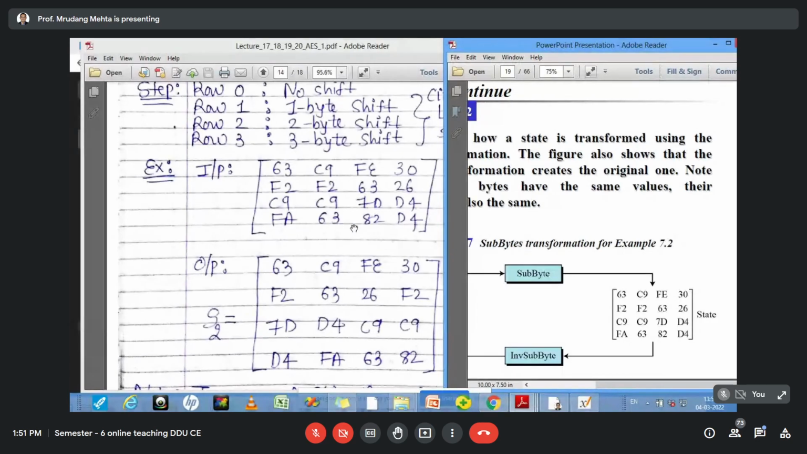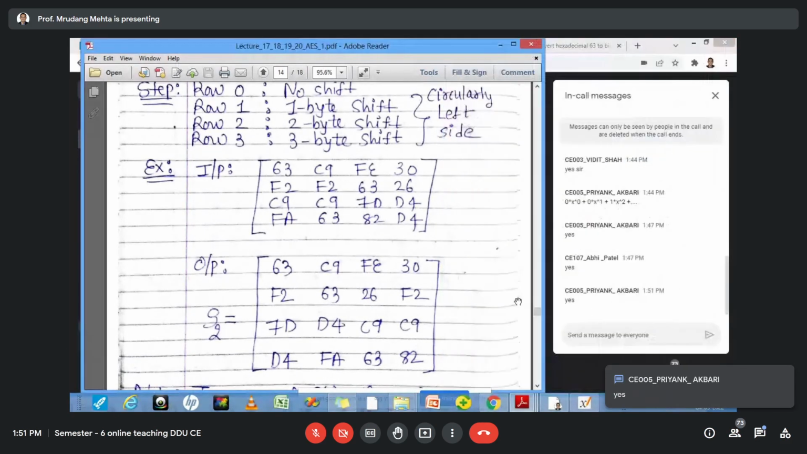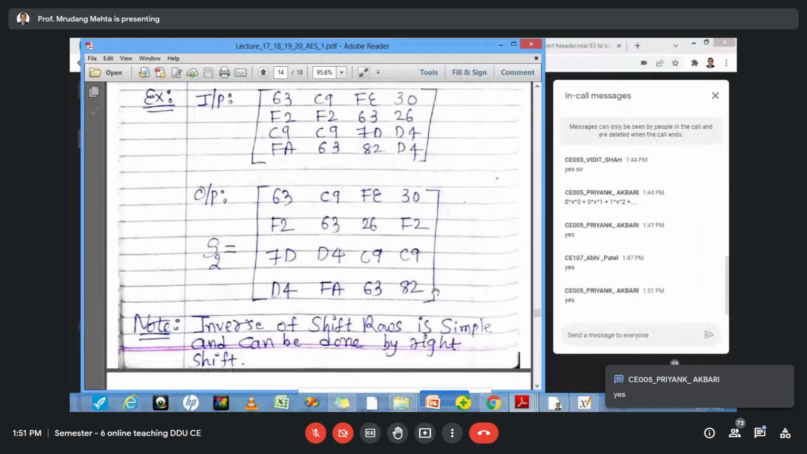And then finally, FA6382D4 is converted into D4 FA 63 82. D4 will come first, FA will come second, then 63, and 82. Okay, is this clear? Understood this shift operation?